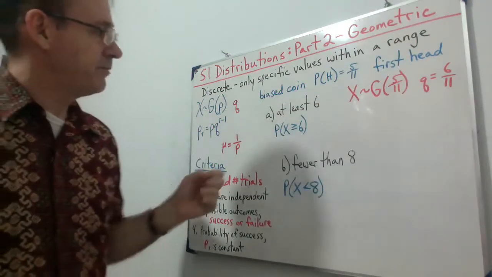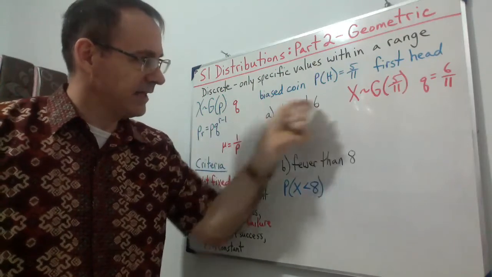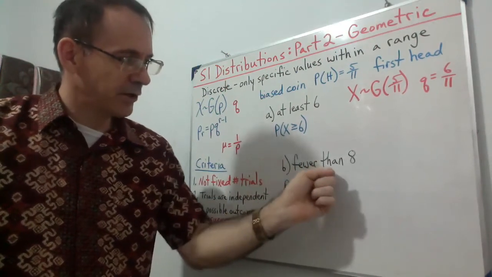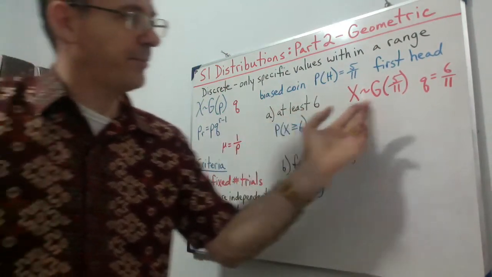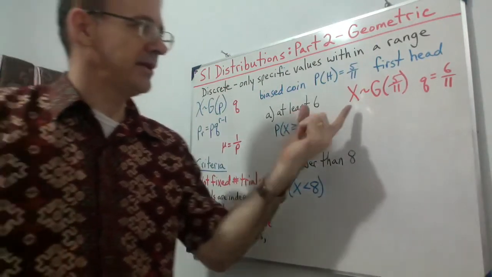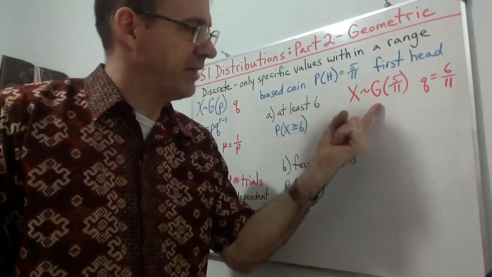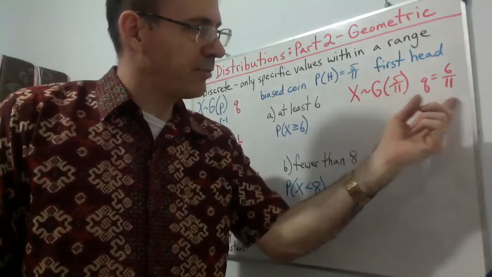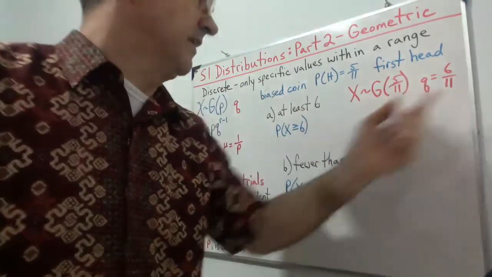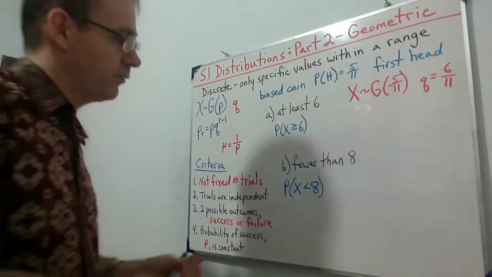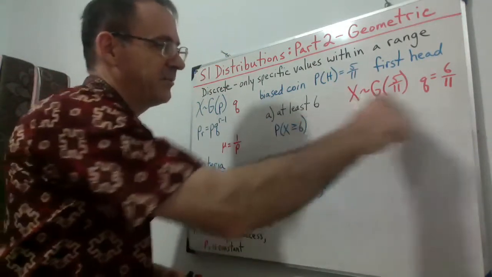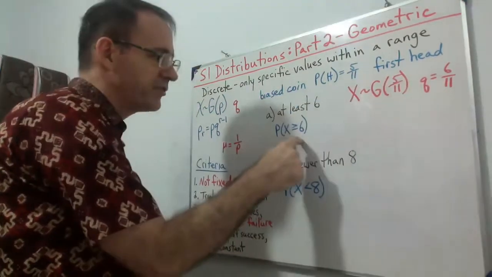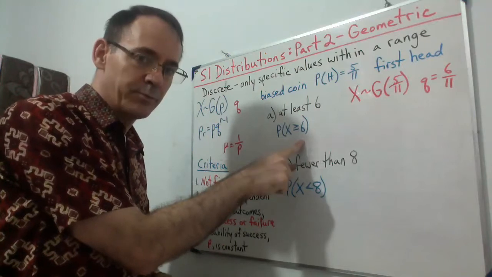So what is the probability that you flip the coin at least 6 times? And what is the probability that you flip the coin fewer than 8? So we set up our notation first. X is distributed geometrically. Our probability of success is 5/11, which means that our probability of failure is 6/11. So when we go to write the probability statement, it's important you write both of these. This one gives you the information you're working with. This one sets up the question as a probability statement.